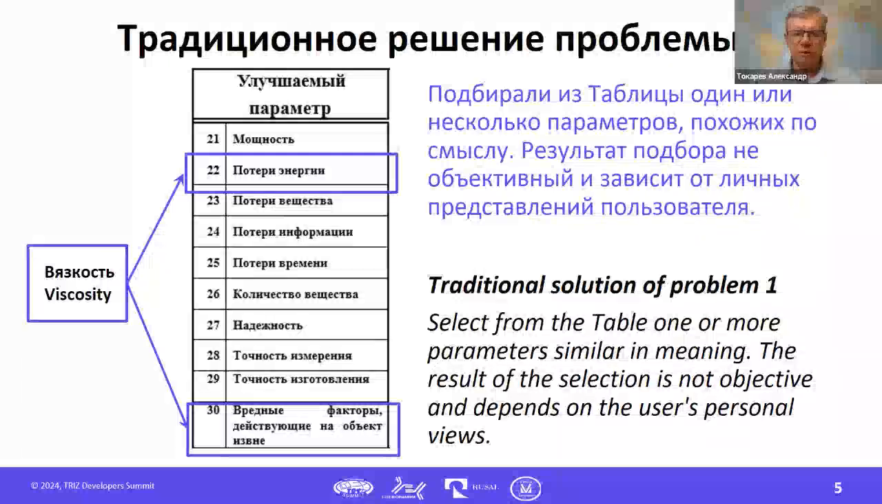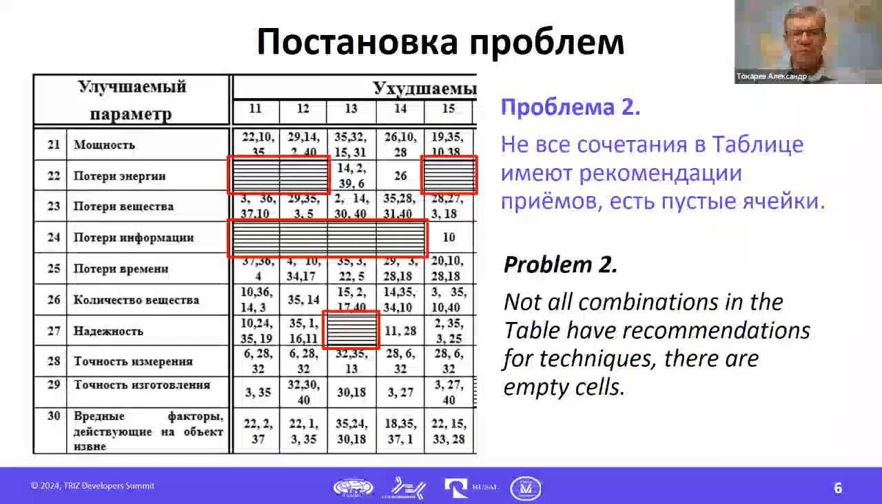If it's not exactly similar, we usually select 2, sometimes 3, very rarely 3 parameters, so then we can get 2 or 3 principles. I won't dwell on this, because it is a very tedious process. The second problem is that in the classic table we have a lot of empty cells, meaning situations where we couldn't find any analogs or similar examples.